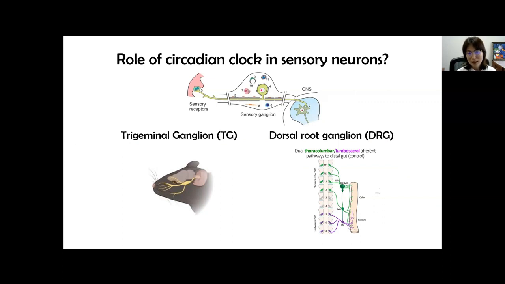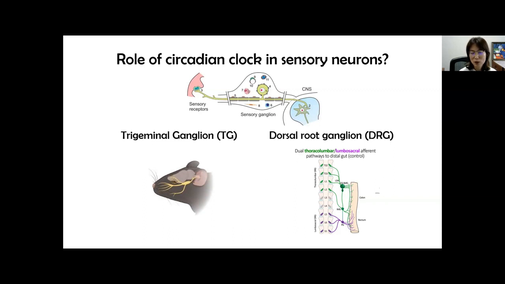And then in the circadian field, a lot of people are very fascinated about the SCN and the brain clock, and the brain clock regulation of behavior. But not many people study the role of the circadian clock in the PNS, like peripheral sensory neurons. And I thought that was a very good opportunity. And then I got so interested in PNS neurons and PNS circadian rhythm.